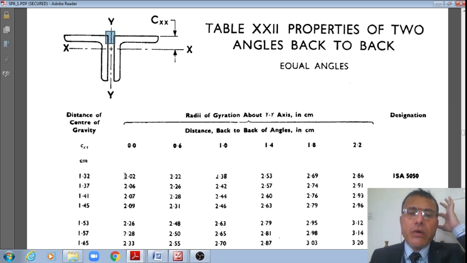If they are back to back directly without any gusset plate, then you can see 2.02, and if a gusset plate is there with 6 mm, then the radius of gyration is equal to 2.2. Without a plate, it furnishes 2.02 radius of gyration about the y axis, minor axis, whereas if a gusset plate of 6 mm thick is used, it will now give 2.22.